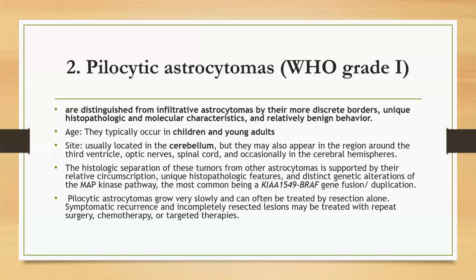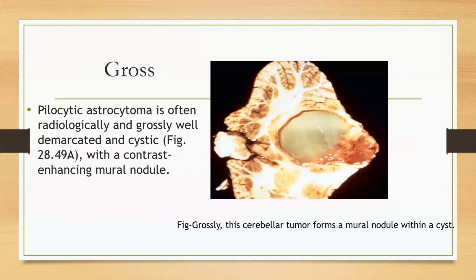The most common being a KIAA1549-BRAF gene fusion duplication. You may not need these genetic details. Pilocytic astrocytomas grow very slowly and can often be treated by resection alone. Symptomatic recurrence and incompletely resected lesions may be treated with repeated surgery, chemotherapy, or targeted therapy.